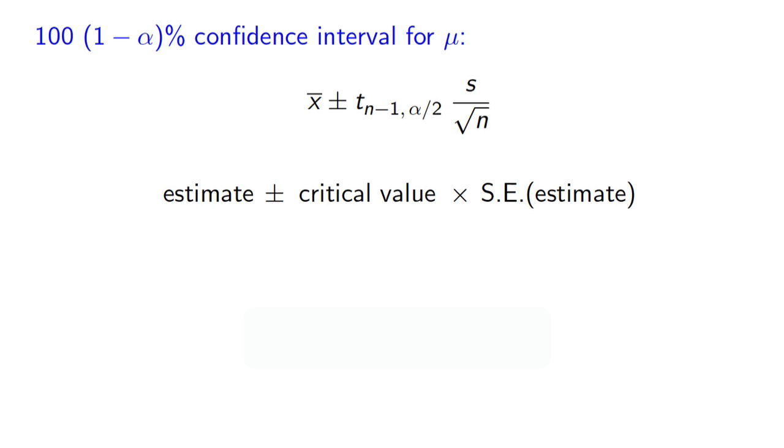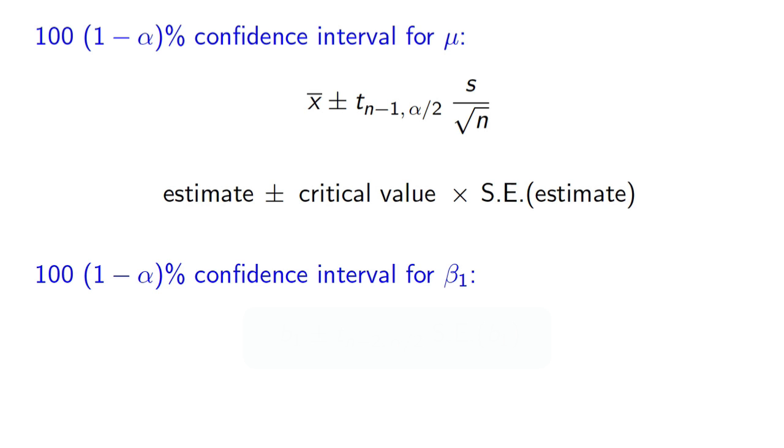In regression, a confidence interval for the slope can be constructed using the same format. It is the estimate of the slope, B1, plus or minus a critical value, this time from a t-distribution with n minus 2 degrees of freedom, times the standard error of the slope.